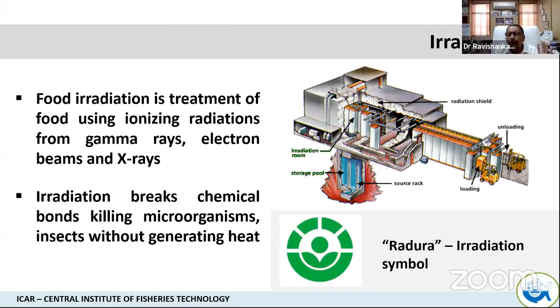Then irradiation. We have been talking of irradiation for quite some time. And maybe at the end, Murthy will highlight some of the work which we have taken up with BARC. We are extensively doing this. And two things: one is using gamma, cobalt 60 or cesium 137.